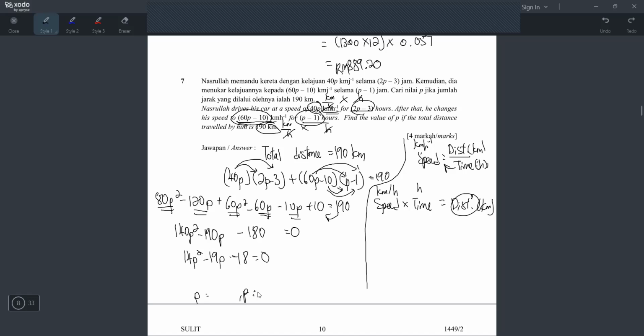So do you know how to press? I'm using the putih punya calculator. So I will tekan mode menu. And then I will tekan A. I will tekan polynomial degree. So what is the A? 14. What is the B? Negative 19. And then what is the C? Negative 18. Okay, my calculator give me 2 and negative 9 over 14.